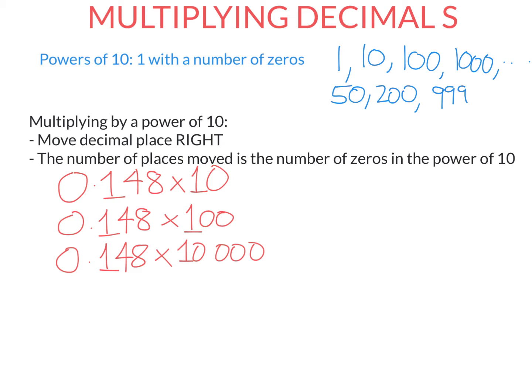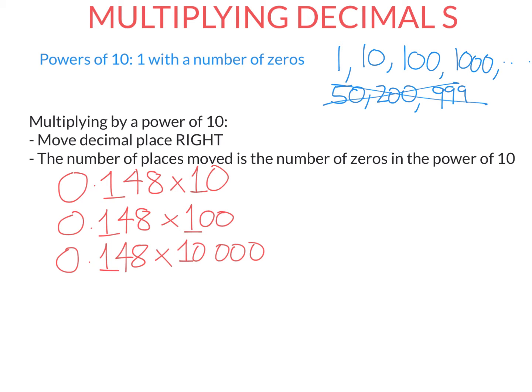So what is a power of 10? Well, I mentioned this in the last video. A power of 10 is a number that's just 1 with a number of zeros. So 1, 10, 100, 1,000, 10,000, million. All of those numbers are powers of 10 because they have a 1 followed by a number of zeros. Numbers like 50, 200, 999, they are not powers of 10 because they're not just a 1 with a number of zeros. So the way that we multiply by 1 or 10 or 100, a power of 10, is different.